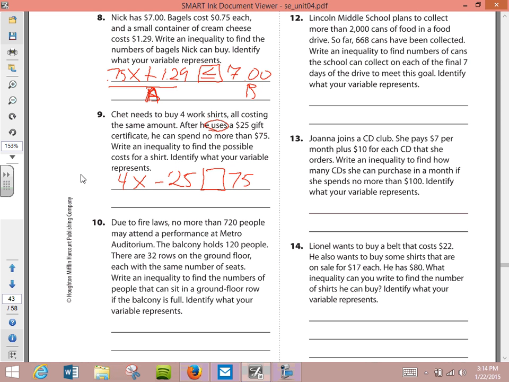Due to fire loss, no more than 720 people may attend. Wait, oh, I'm sorry. So what does it have to be? Side A has to be what to side B? No more. What does that mean? Less than or equal to. Yes, but they're in different words. So remember that. It's the same thing, but they use different wording for it.